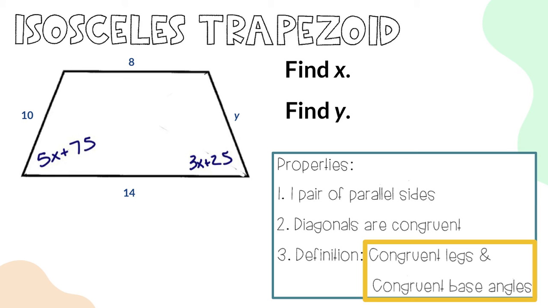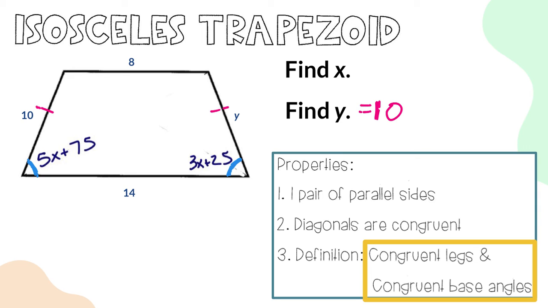I also know that I have congruent legs and congruent base angles. So this angle is congruent to this angle. And I know that these legs are congruent. So when I'm looking to find y, that's going to be 10. The 8 and the 14 don't tell me anything. It's just the legs that are congruent, not the 8 or the 14.